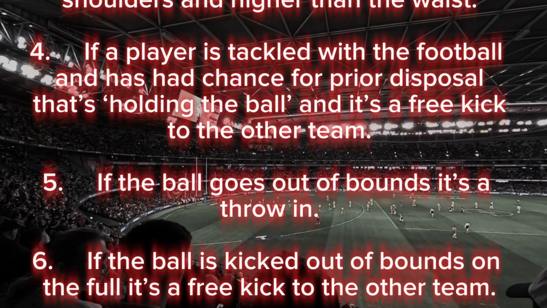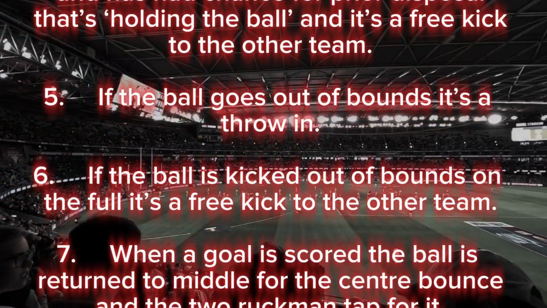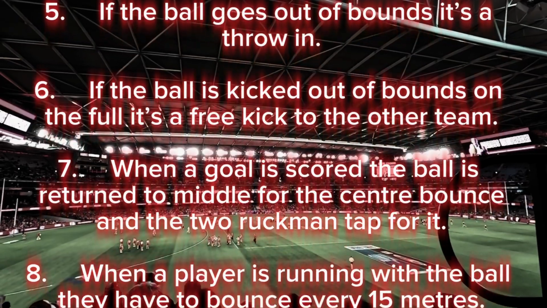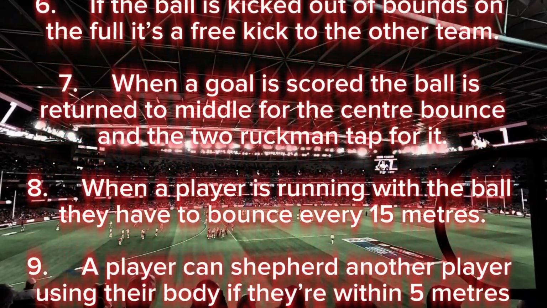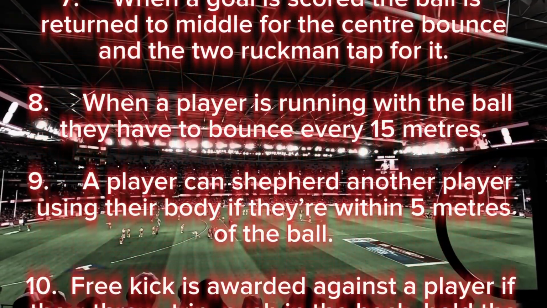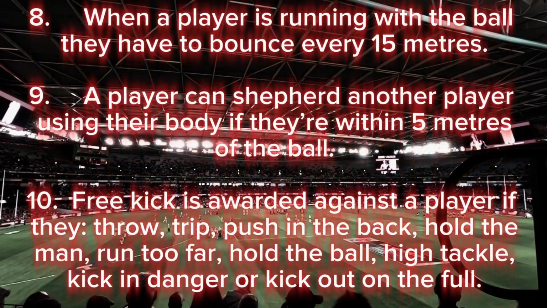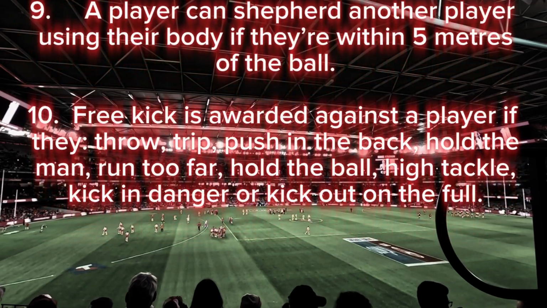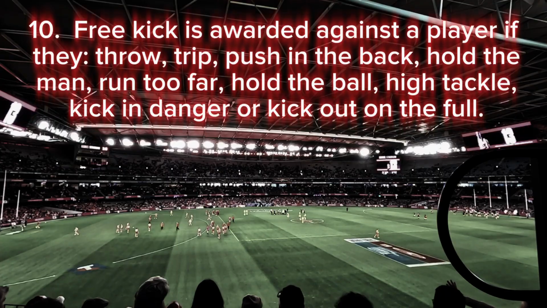5. If the ball goes out of bounds, it's a throw-in. 6. If the ball is kicked out of bounds on the full, it's a free kick to the other team. 7. When a goal is scored, the ball is returned to the middle for the centre bounce and the 2 ruckmen tap for it. 8. When a player is running with the ball, they have to bounce it every 15 metres. 9. A player can shepherd another player using their body if they're within 5 metres of the ball. And 10. A free kick is awarded against a player if they throw, trip, push in the back, hold the man, run too far, hold the ball, high tackle, kick in danger or kick out on the full.